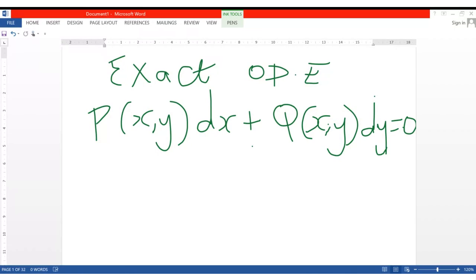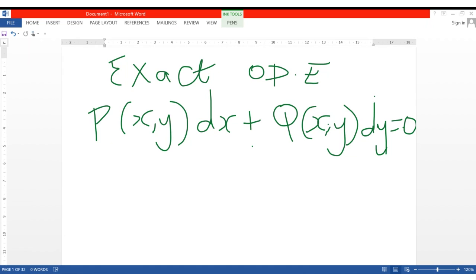So we are on exact ODEs. They are of this form: P(x,y) dx plus Q(x,y) dy is equal to 0, where P and Q are functions of x and y. When you see the brackets, it means that P is a function of x and y, or it can still have one or the other, but it's still a function of x and y. So that is basically an exact ODE. They are of that form.